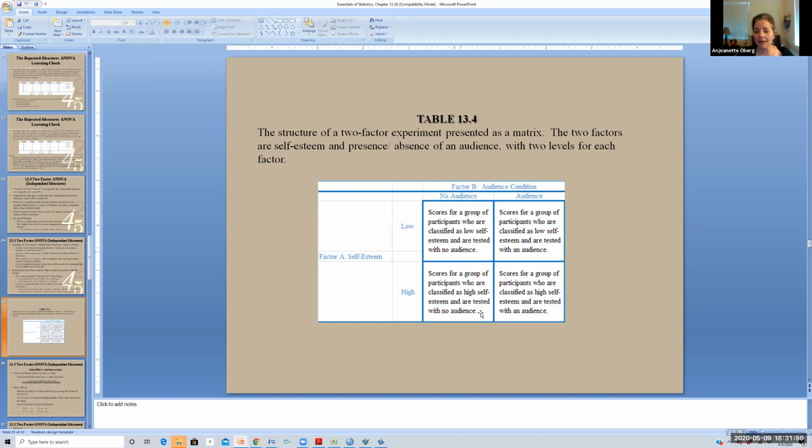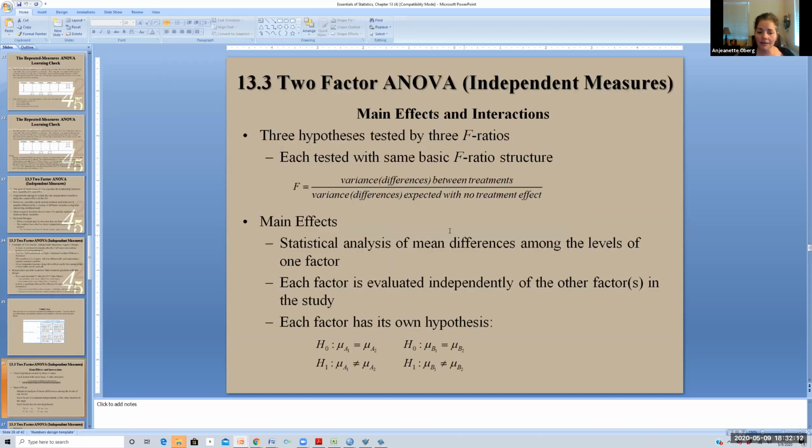And then for the main effect of factor B, again, we're looking at all the no audience compared to all the audience. And we're saying, is there a main effect of audience on exam scores? Or is there a significant difference in the means for those who have no audience compared to the means of those that do have audiences? So what this is saying is that our main effects are being analyzed by looking at those mean differences for those larger categories.